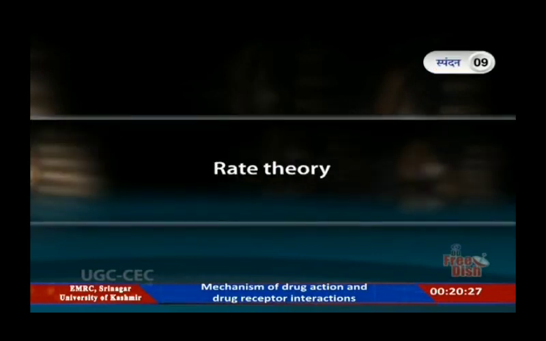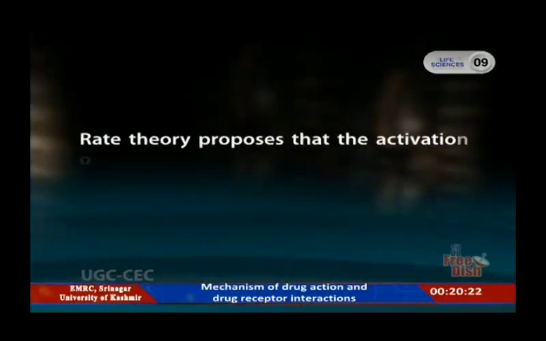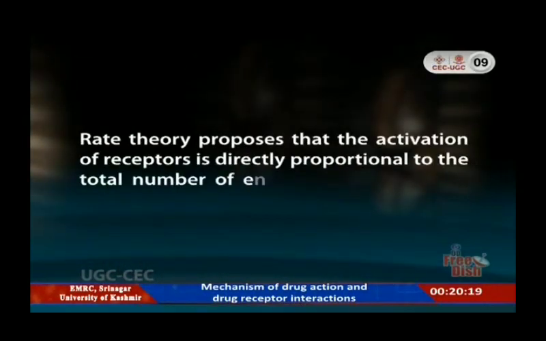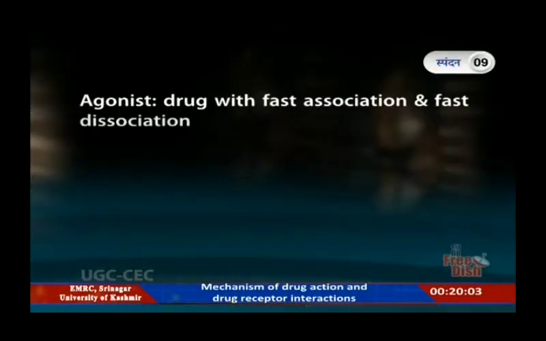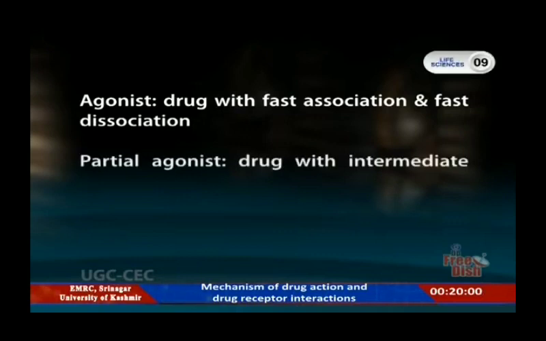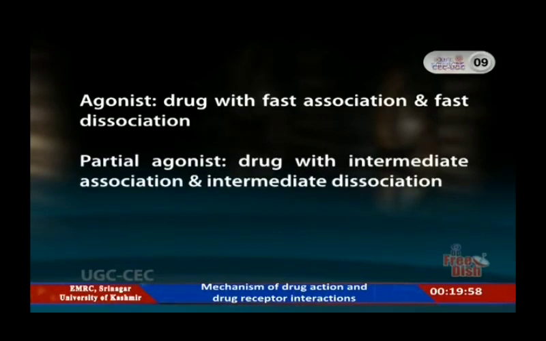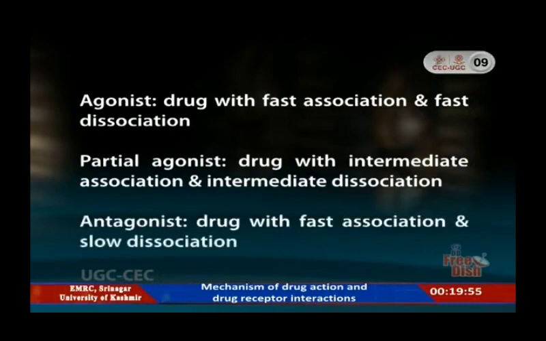Now, rate theory. In contrast to the accepted occupation theory, rate theory proposes that the activation of receptors is directly proportional to the total number of encounters of the drug with its receptors per unit time. Pharmacological activity is directly proportional to the rates of dissociation and association, not the number of receptors occupied. Agonist: a drug with fast association and fast dissociation is called an agonist. Partial agonist: a drug with intermediate association and intermediate dissociation. An antagonist is a drug with fast association and slow dissociation.